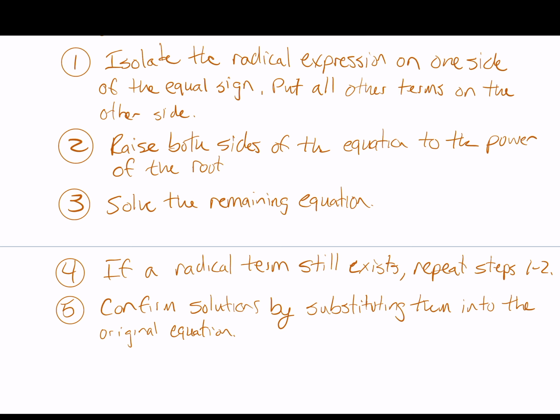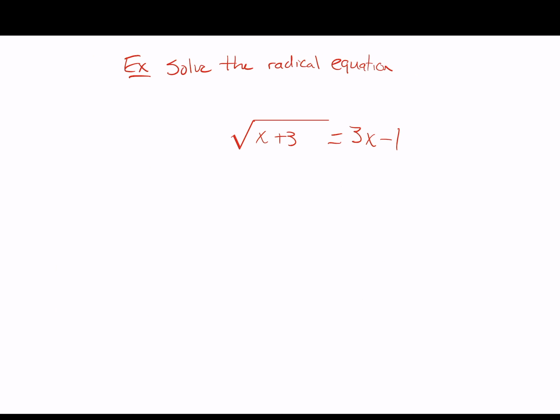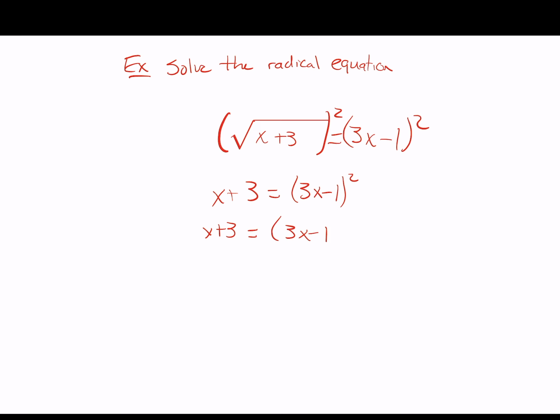Let's try an example. Let's solve the following radical equation. We have the square root of x plus 3 equal to 3x minus 1. We first need to square both sides of the equation, which leaves us with x plus 3 is equal to 3x minus 1 quantity squared. So we need to do binomial expansion on the right side. So that's 3x minus 1 times 3x minus 1.